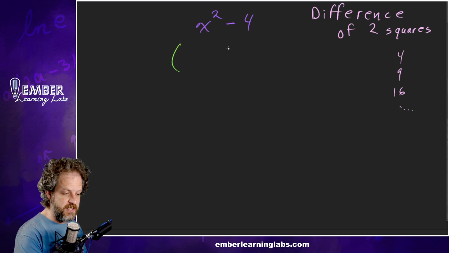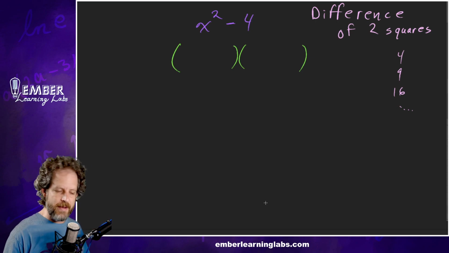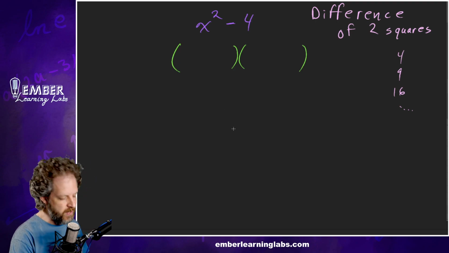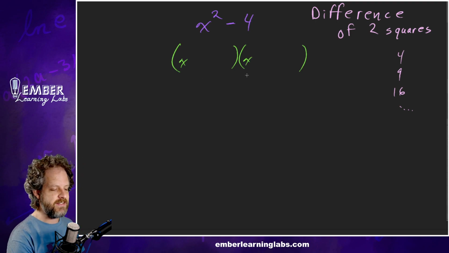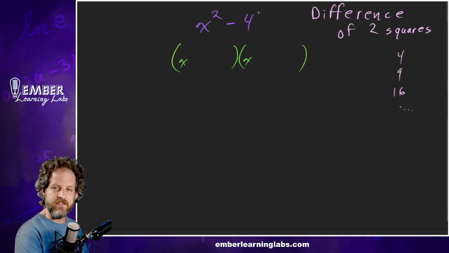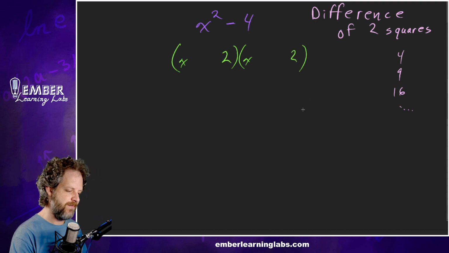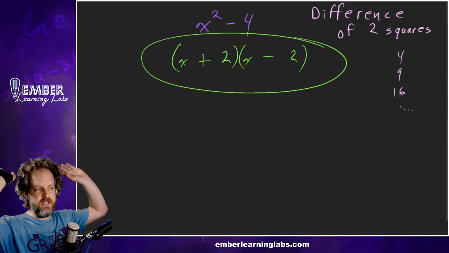You start out with 2 sets of parentheses, right? We don't even have to guess and check this time. There are just straightforward steps. Here we go. 2 sets of parentheses. First slot is the square root of the first one. The square root of x squared is x. So we have x times x is x squared. Second slot is the square root of the second one. Square root of 4 is 2. And then our signs are plus and minus, and that's all there is to it. Blam, done. Peace out, right?